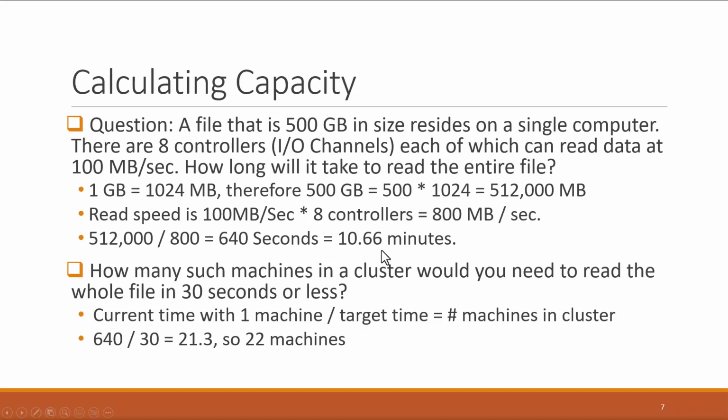Well, this is nothing more than a little mathematics, right? We know that each gigabyte consists of 1024 megabytes. Therefore, 500 gigabytes equals 500 times 1024, so basically 512,000 megabytes in a 500 gigabyte block. In other words, the file that we want to read is 512,000 megabytes in size. Now we're assuming that the read speed is 100 megabytes per second for each of those 8 I/O channels, each of those controllers. So 100 megabytes per second times 8 controllers equals 800 megabytes per second.